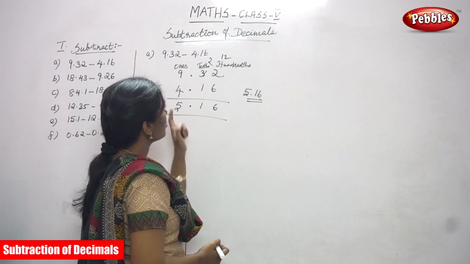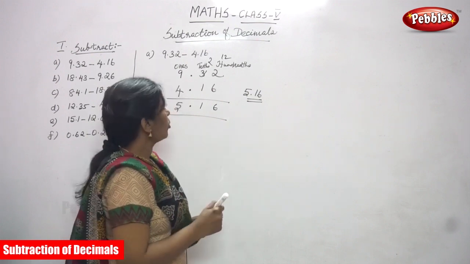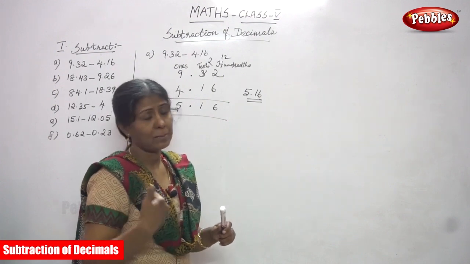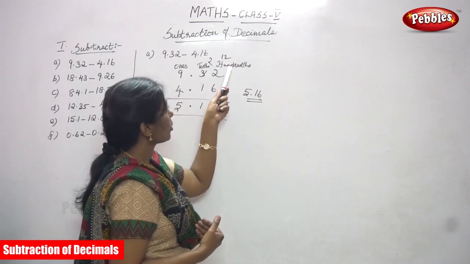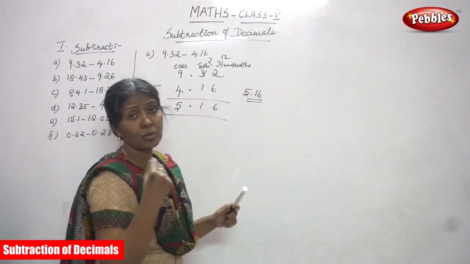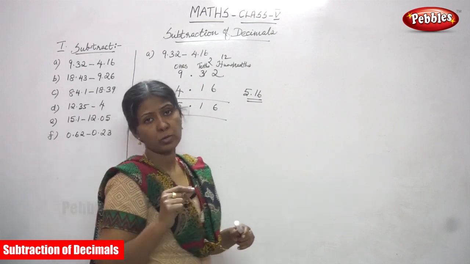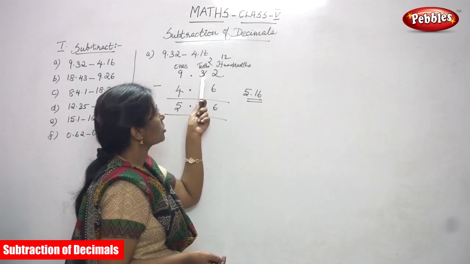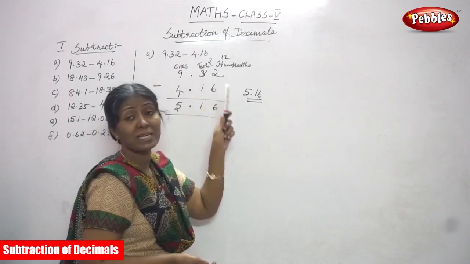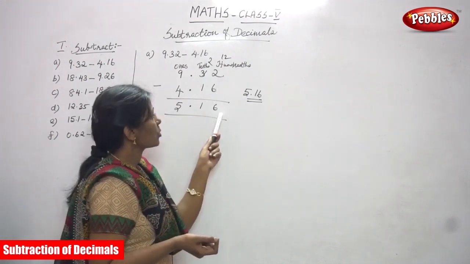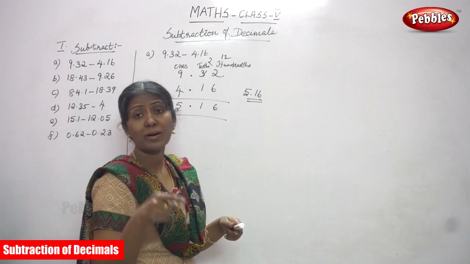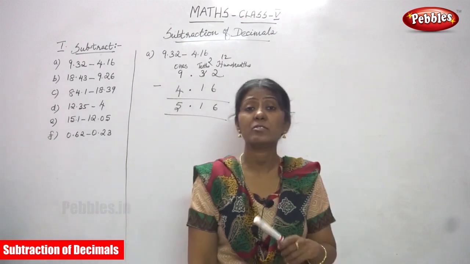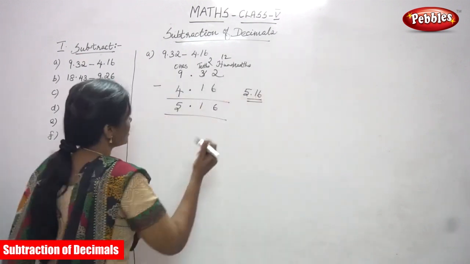I'll repeat once again. 9.32 minus 4.16. First you write the numbers according to the place value one by one. Then you subtract, starting with the decimal part. That is hundredths. 2 minus 6 you can't subtract because 2 is a smaller number, so you borrow from the next place value, the tens place. So 2 becomes 12. 12 minus 6 you can get 6. This 3 becomes 2. 2 minus 1 you can get 1. And after that 9 minus 4, the answer is 5. The answer is 5.16. Next question.